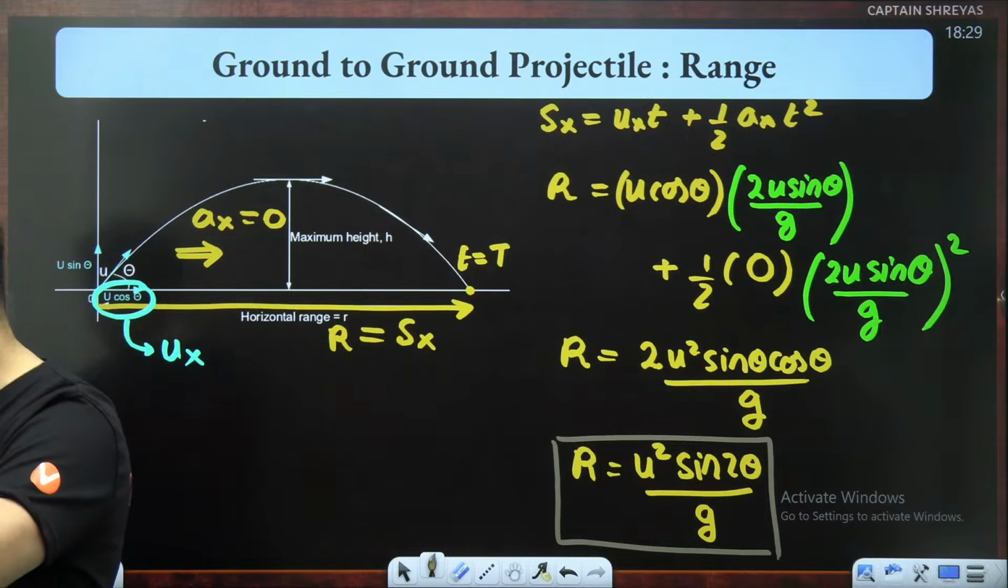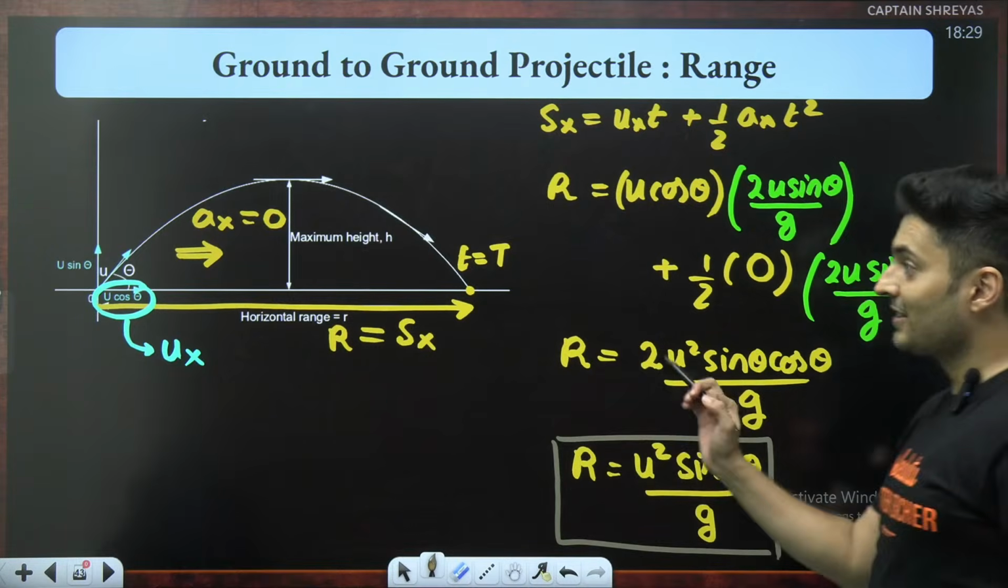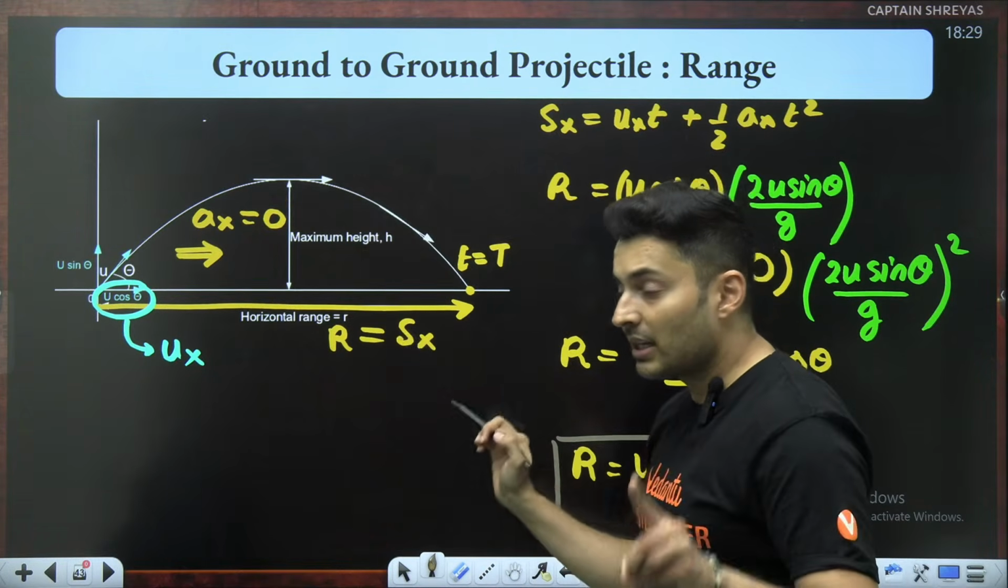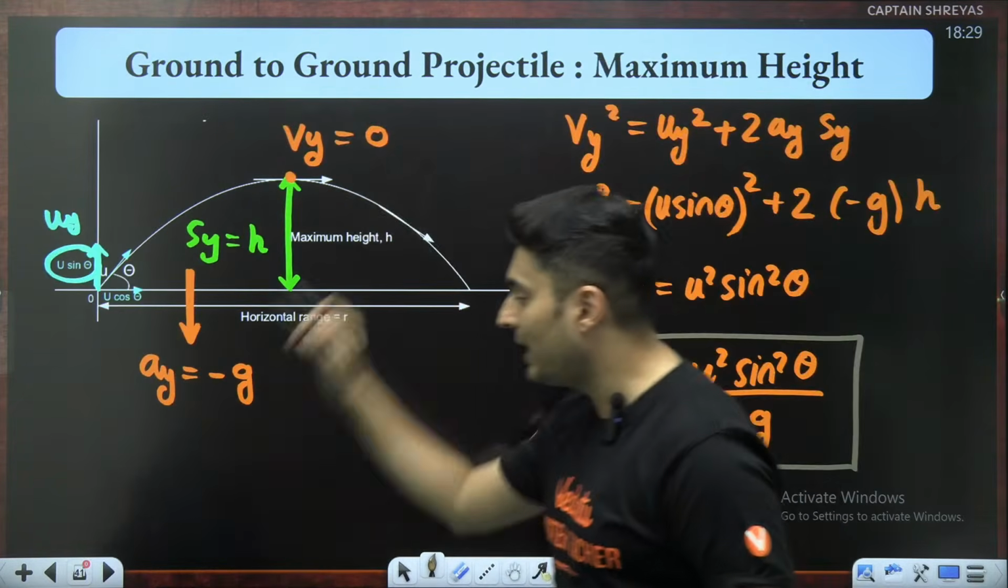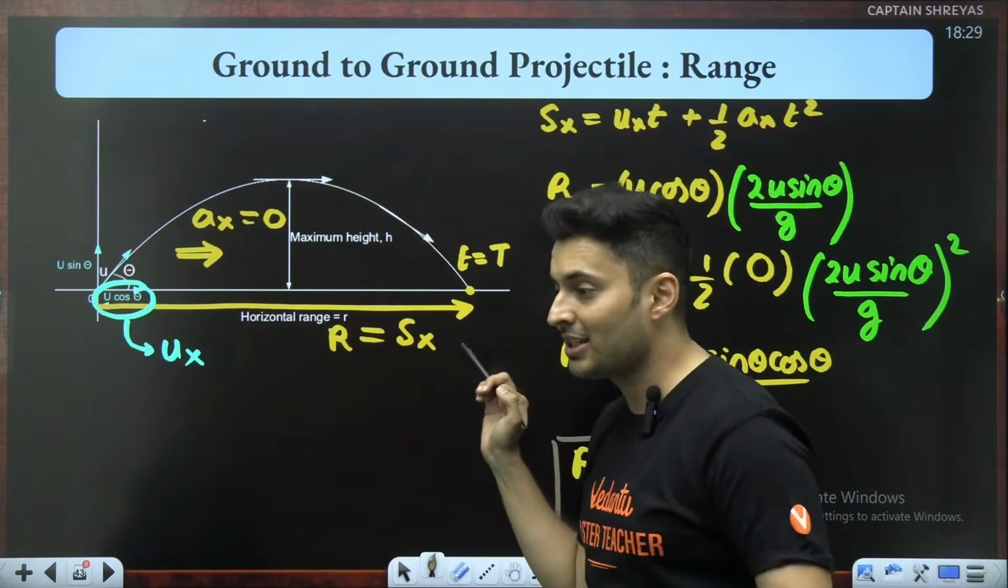Got it, my dear warriors? This equation which we have used here is in the horizontal direction. For the other derivations, we use the y direction, vertical direction. Why did we use horizontal? Because we had to find range.